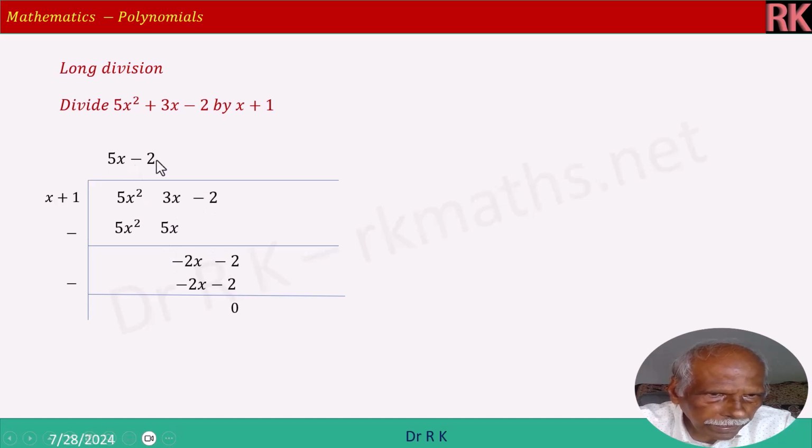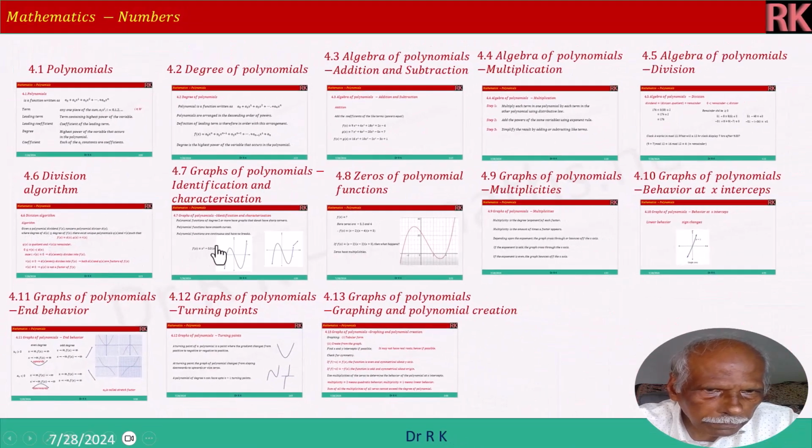So I multiply by minus 2 here. Minus 2 into x is minus 2x. Minus 2 into plus 1 is minus 2. The remainder is 0. Therefore 5x squared plus 3x minus 2 is equal to x plus 1 into 5x minus 2. So 5x minus 2 is the answer. Now we will see graphs of polynomials, identification and characterization.